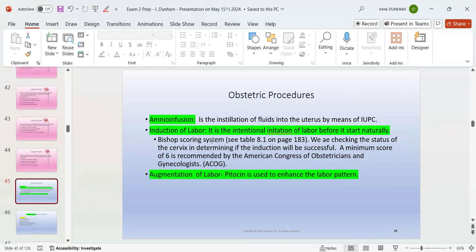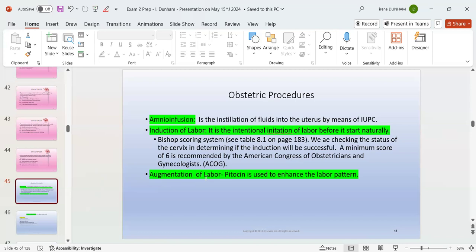So you've got the Bishop score. Just remember, a minimum score of 6 is recommended by the American Congress of Obstetricians and Gynecologists. We want to make sure that this induction of labor is going to be successful, and we don't end up with a C-section.